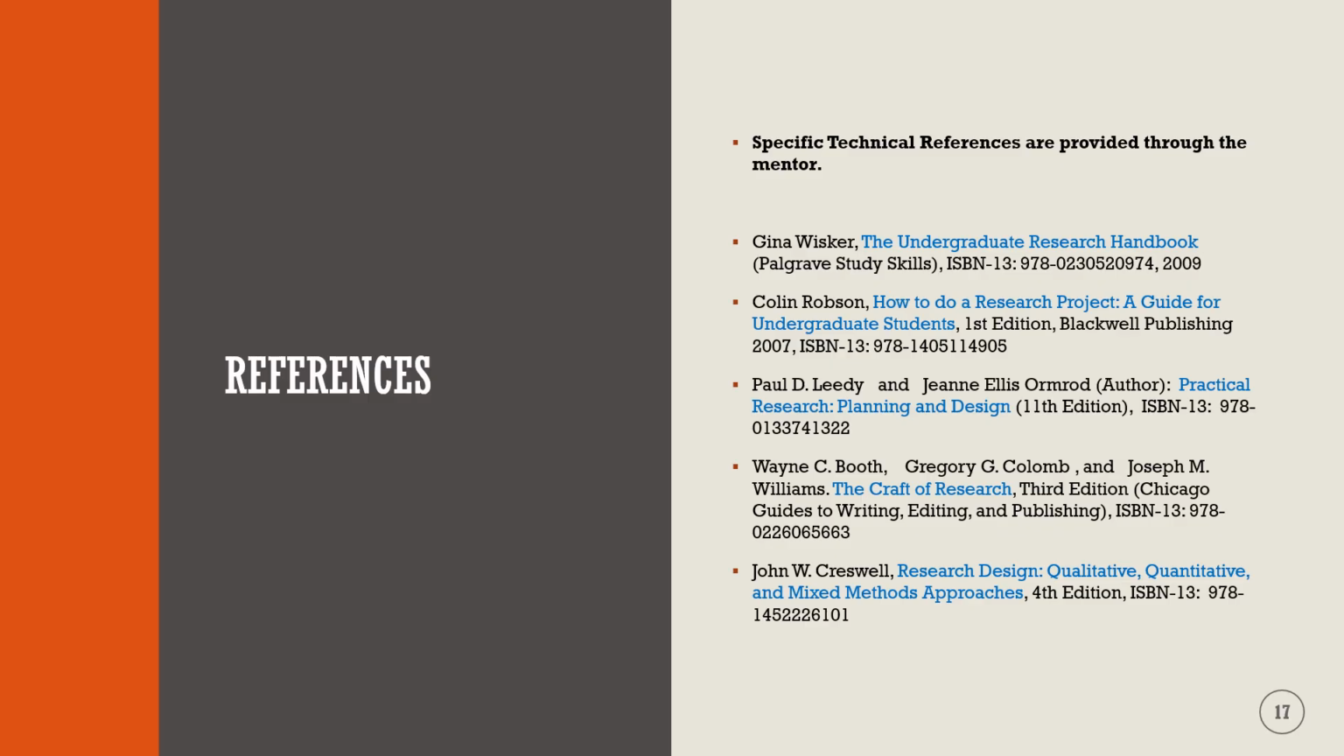Now, here I'm listing some specific references about the undergraduate research handbook, how to research a project, practical research planning and design, the craft of research, and then research design: qualitative, quantitative, and mixed methods approaches. Of course, you can freeze the video if you're interested in these references. I'm just going to proceed. But as I mentioned, these are just sample references. You can have your own.